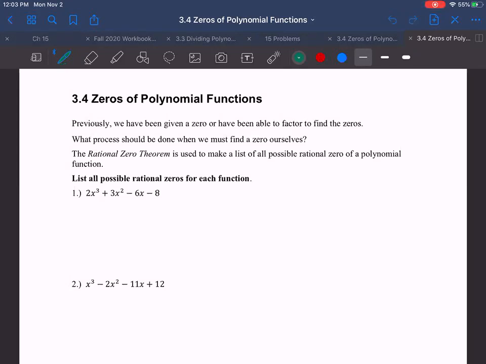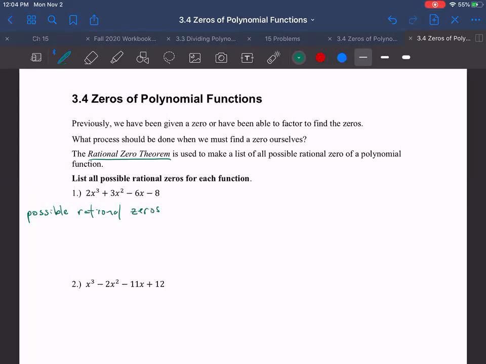So the question, though, becomes, what do we do if we aren't given any of the zeros or any of the factors to start with? How do we go about starting this off? And basically, what we're going to use is something called the rational zero theorem. And basically, what this is going to tell us is that we can come up with a list of possible rational zeros.